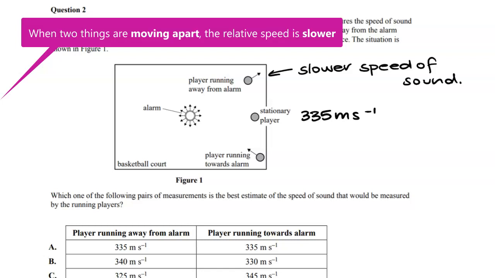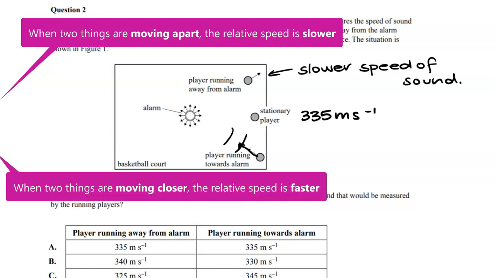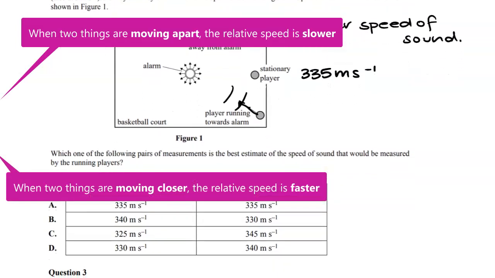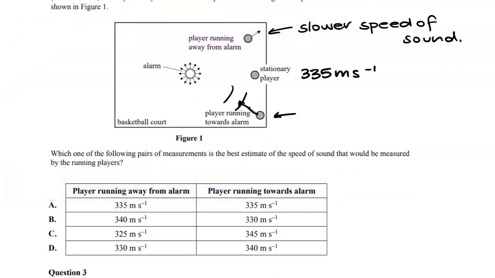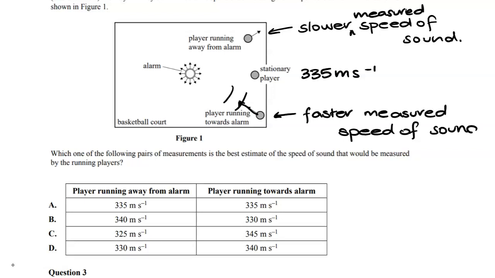Very different for the player running towards the alarm. They are going to be running through more of those sound waves. So it's going to appear that that sound, because they're running towards where the sound is propagating out from, is actually traveling faster. So we need to look at this. Well, let's make a note there. Faster. I'm going to put measured speed of sound for both of these, because they're measuring it from their own inertial reference frames.